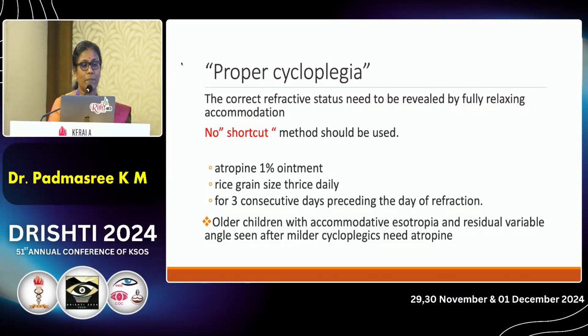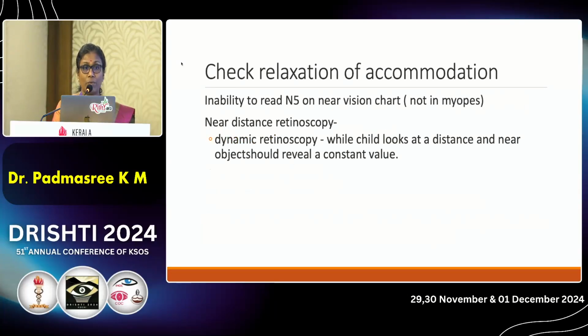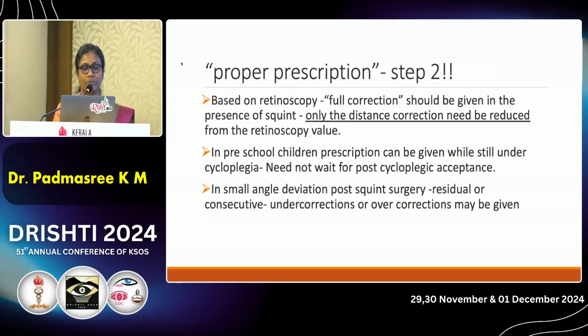So atropine 1% ointment, rice grain size, twice or thrice daily, for 3 consecutive days preceding the day of refraction should be used. And in older children, if you have residual variable angle seen after milder cycloplegics, you have to go for an atropine refraction. When they come for retinoscopy, see that the relaxation of accommodation is there, by doing a dynamic retinoscopy.